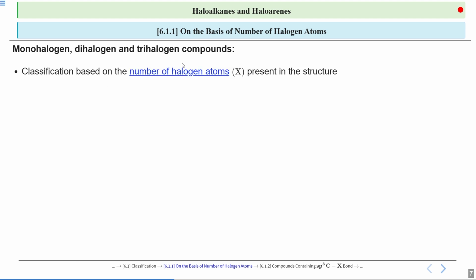The classification is based on the number of halogen atoms, which we represent by X, present in the structure. Mono, di, tri or polyhalogen compounds come under this. Mono means only one halogen is present in the structure of the compound. Di means two halogens are present. Tri means three halogens are present. And poly means so many, or you can say more than three halogens are present in a compound. Then we call them polyhalogen compounds.